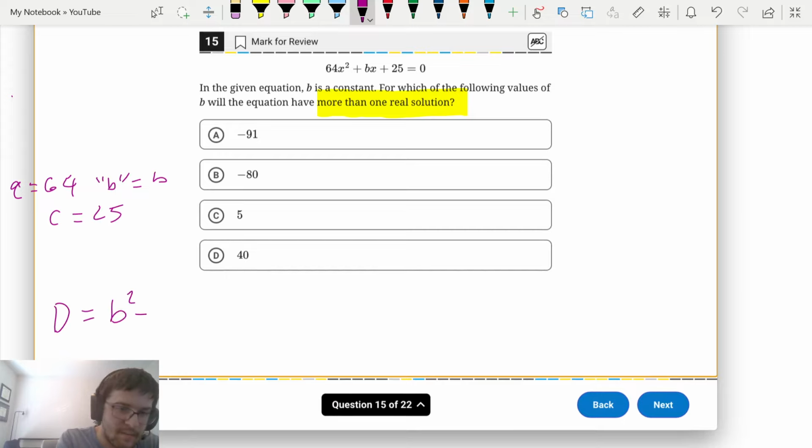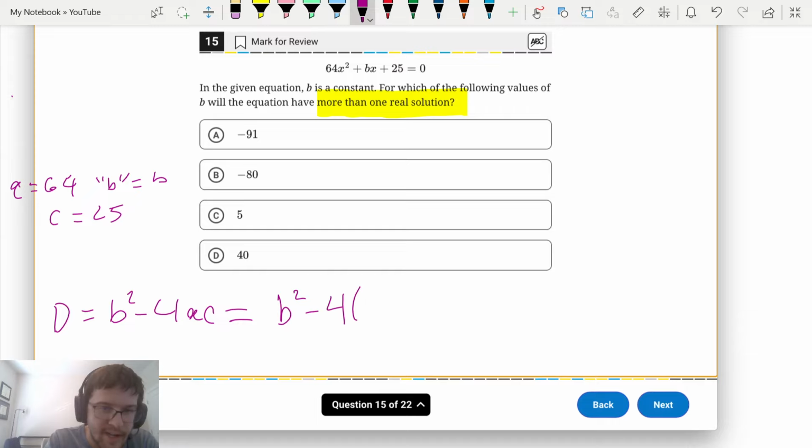And remember, when d is less than 0, there's no real solution. When d is equal to 0, there's one real solution. And when d is greater than 0, there's two real solutions. You just have to have that memorized for the test. Okay, so b squared minus 4, and then a is 64, and then c is 25.